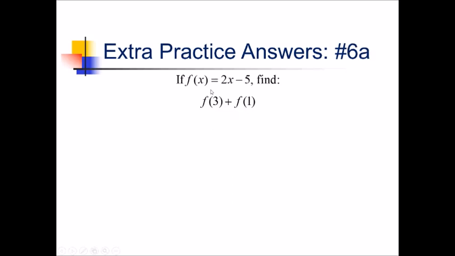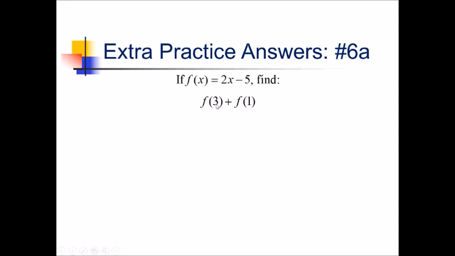For this problem, I'm using f of x equals 2x minus 5, and I want to figure out f of 3 plus f of 1. So this is saying I have to plug 3 into the f function, and I also have to plug 1 into that same function, and then add whatever I get as a result of doing those two different things.